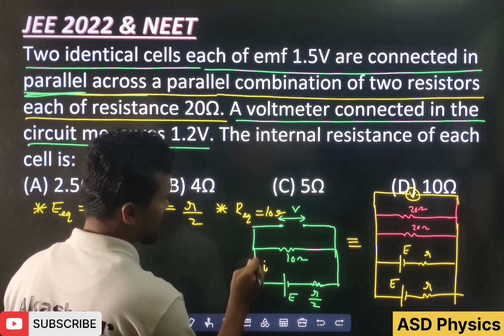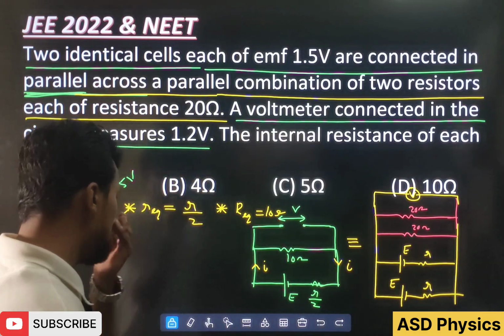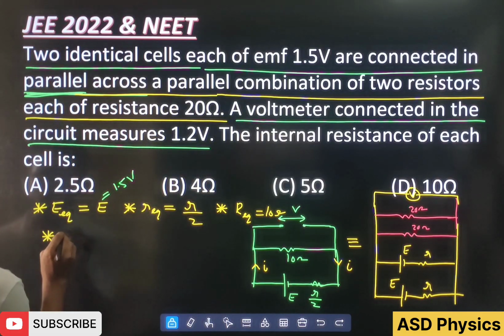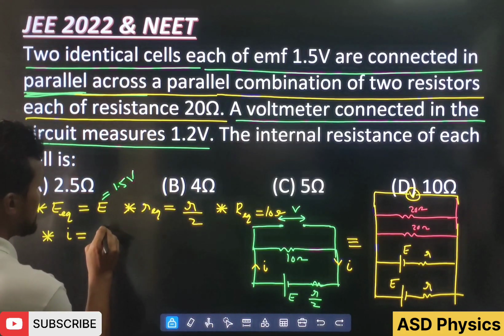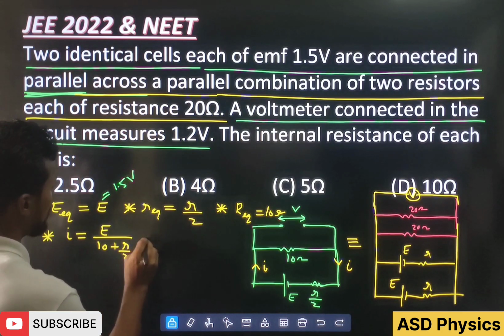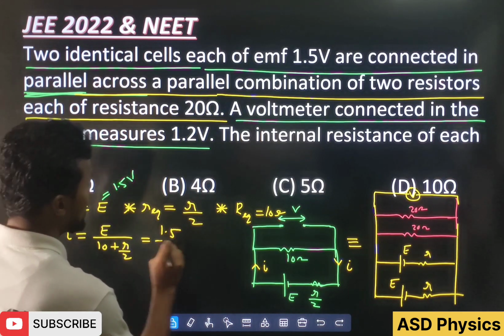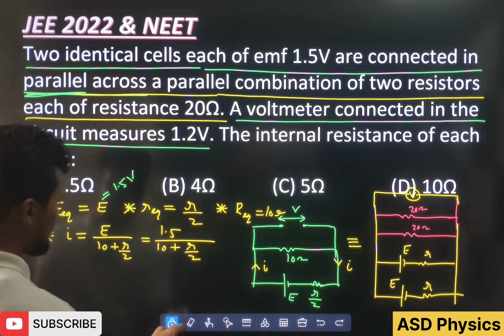If the current I comes here and the same current I goes here, because this is the open circuit, is it? That means if I write the value of I, the value of I will be how much here? E by 10 plus R by 2. What is the value of E? 1.5. So 1.5 by 10 plus R by 2. Is it? This current we have got here.